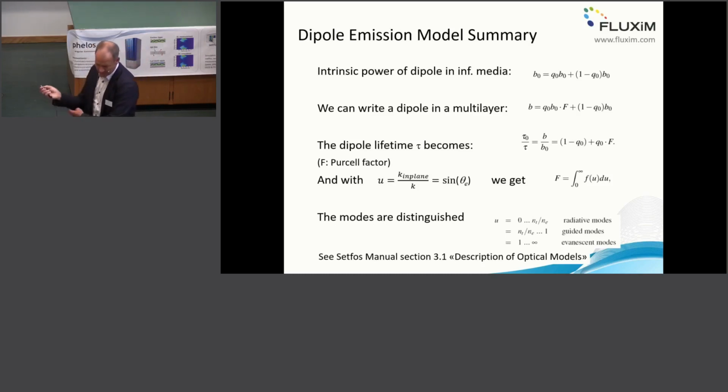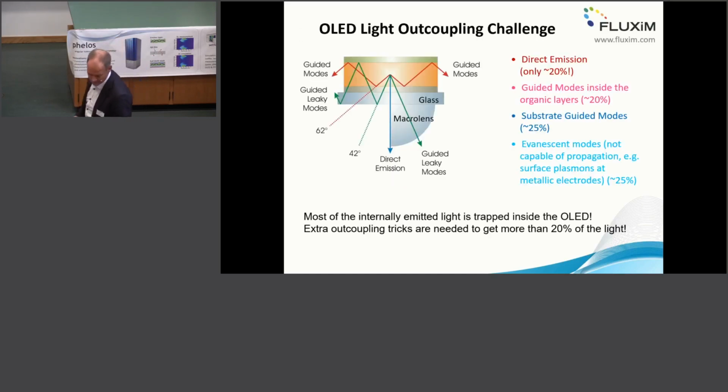And then later on we are looking at modes. We can distinguish what light is outcoupled and what is staying in the thin films. And the way to do this is to segment the power by this quantity U, which is the in-plane wave vector component k of light divided by the absolute length of the wave vector. And so that's the outcoupling challenge here.